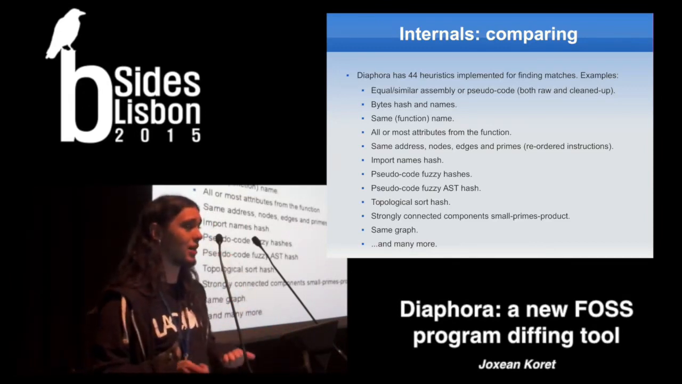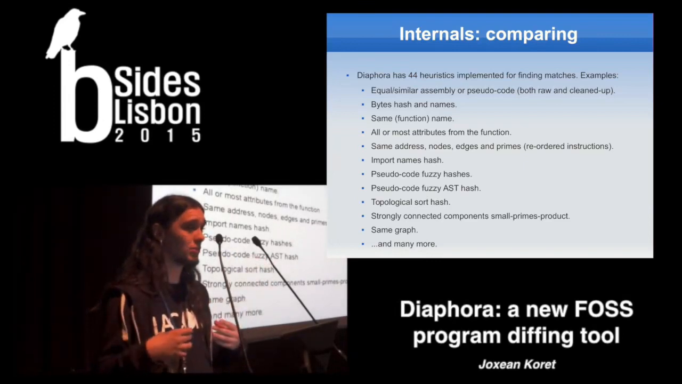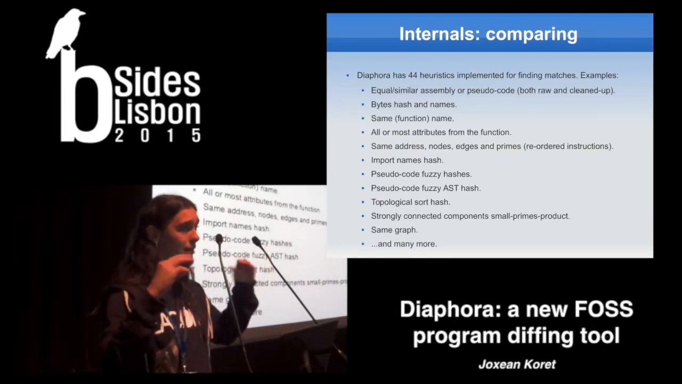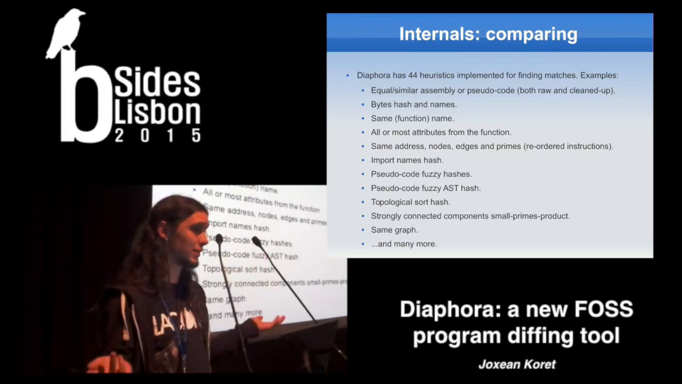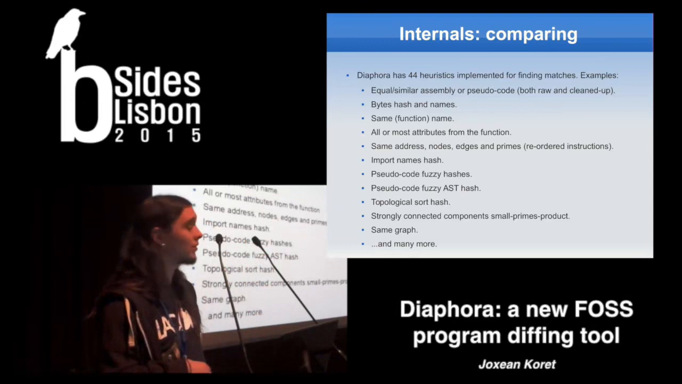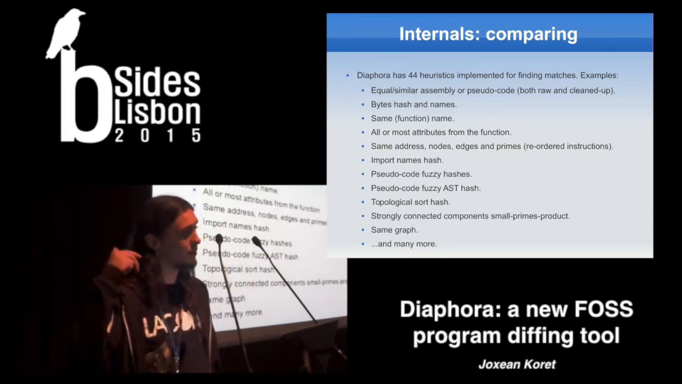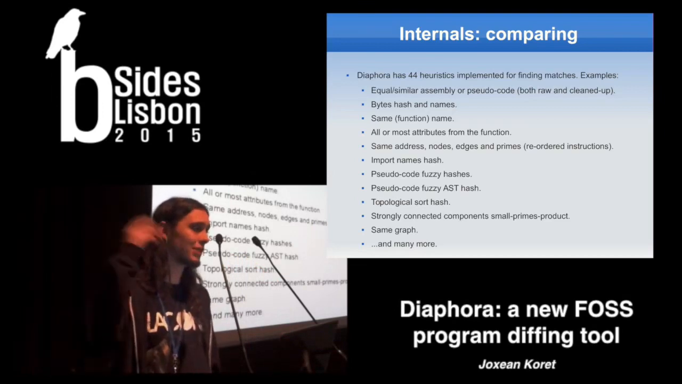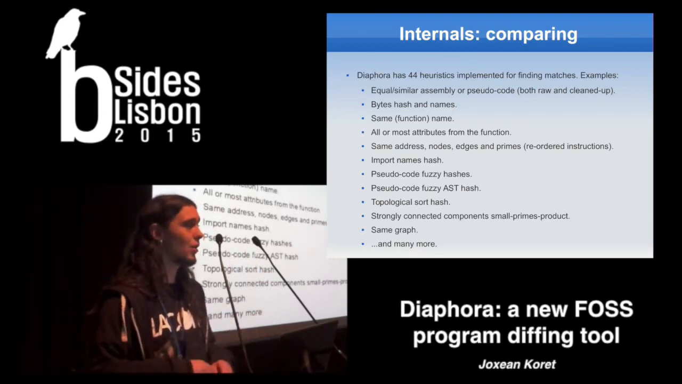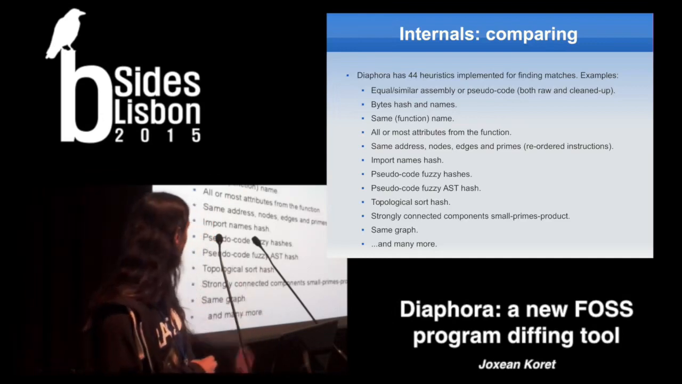The same function name. If we are reverse engineering, for example, patches from Microsoft, we have some partial symbols, so we can simply compare the function names, and that's all, we have a match. Others use all or most attributes of the function. For example, if the number of basic blocks, the number of heads, the cyclomatic complexity and the number of imported functions are the same, we can conclude that it is actually the same function, so we have a good match.